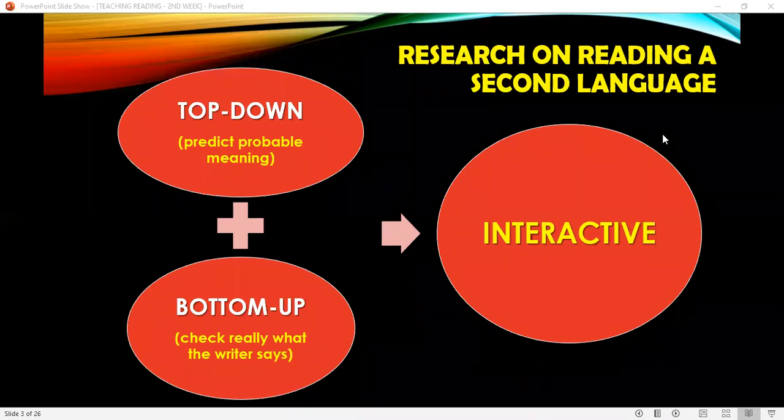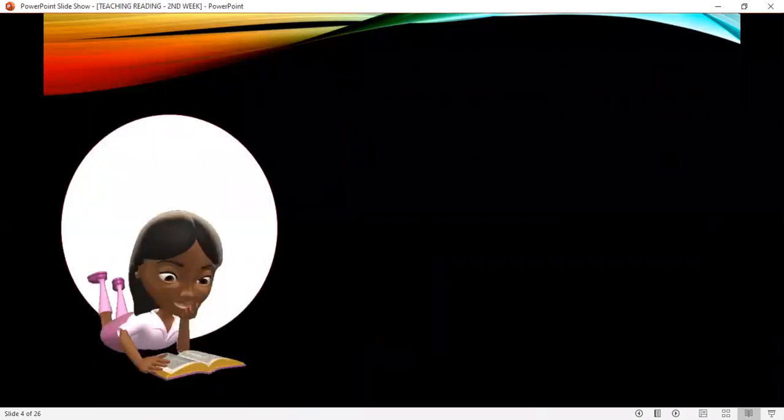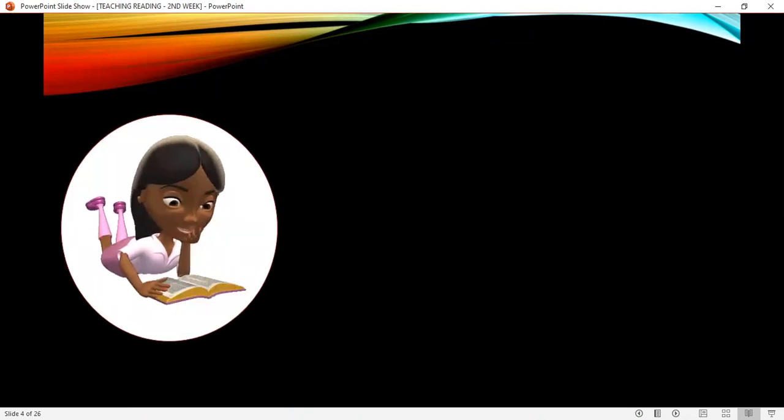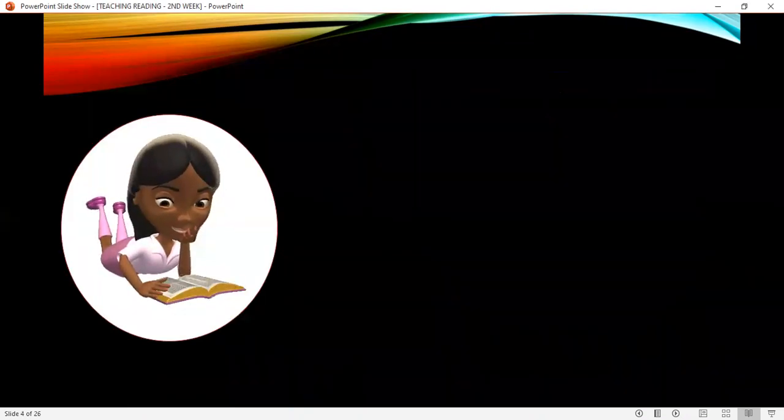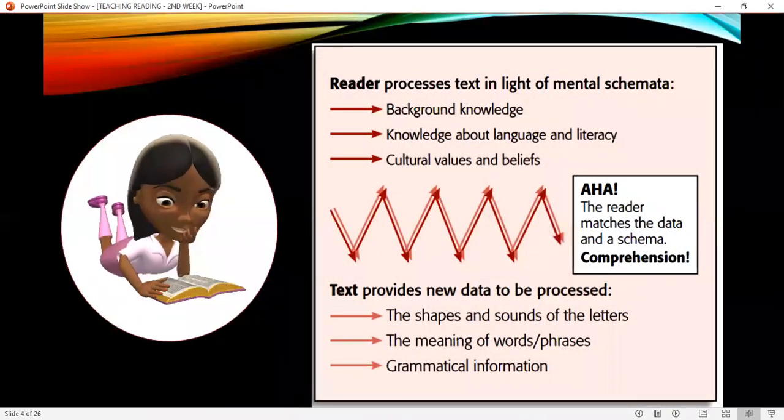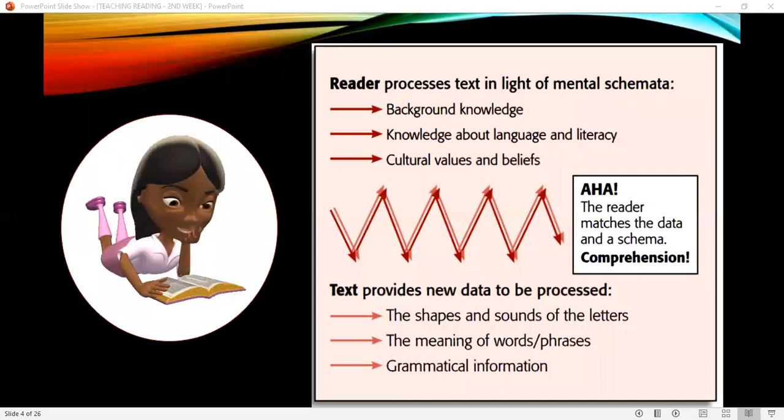Okay, so here, don't forget this diagram. I'm going to show you a diagram that we saw in the last session, all right? In this diagram, you can see the interaction, remember, the interaction between the top-down and the bottom-up processes. Here you have the reader processes the text in light of mental schemata, and then the text provides new data to be processed. So you have your background knowledge, knowledge about language and literacy, cultural values and beliefs, and on the other side, you have the shapes and sounds of the letters, the meaning of words or phrases, and grammatical information.